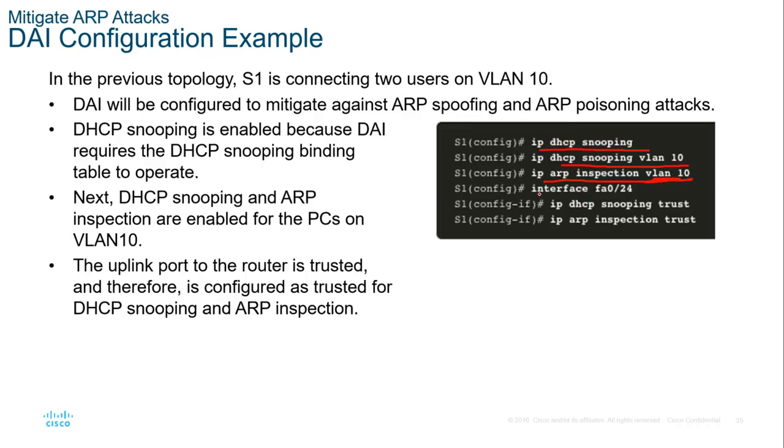Then after that, you go to the interface where you want it. IP DHCP snooping trust. It is trusted, so it has to be done on this interface. All the inspection has to be done on this interface. Then IP ARP inspection trust.